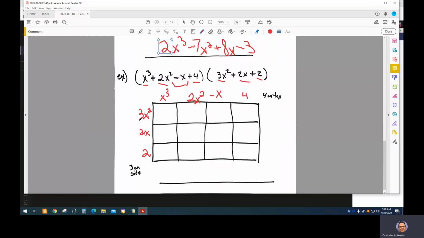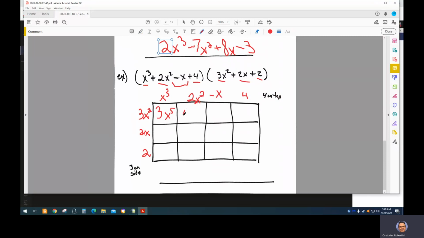So the coefficient here is 3. So 3 times 1 is 3. X to the second times x to the third: base stays the same, add the exponents. 2 plus 3 is 5. That's the hardest box; we already have it filled in.